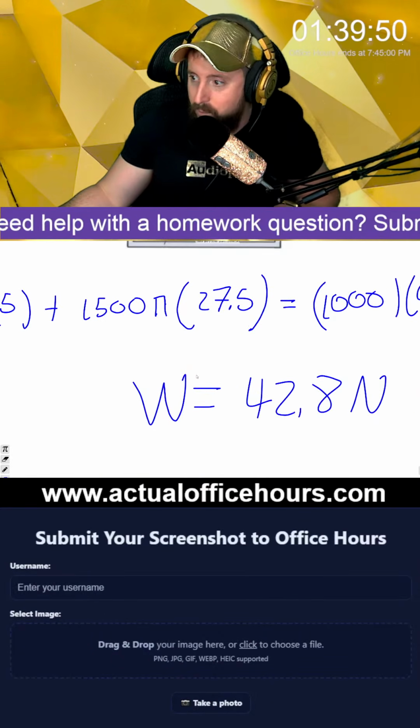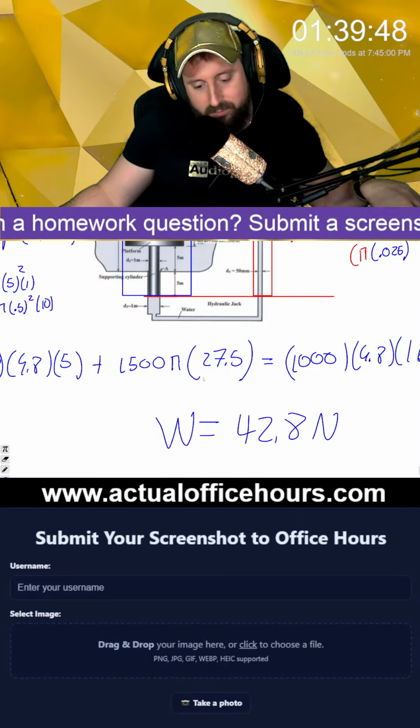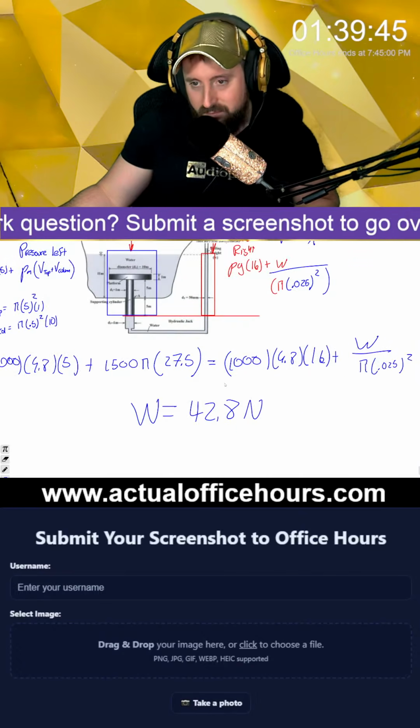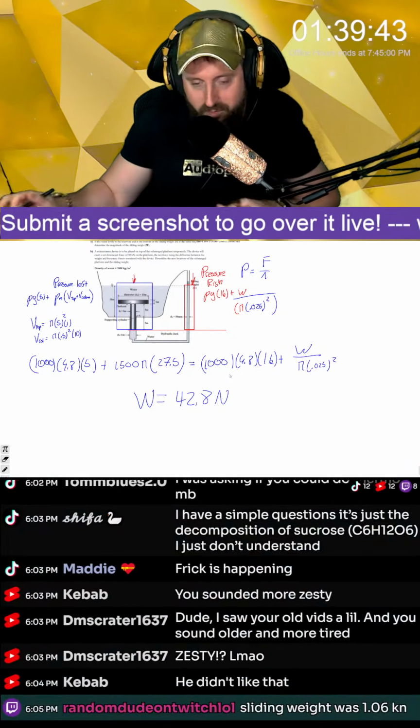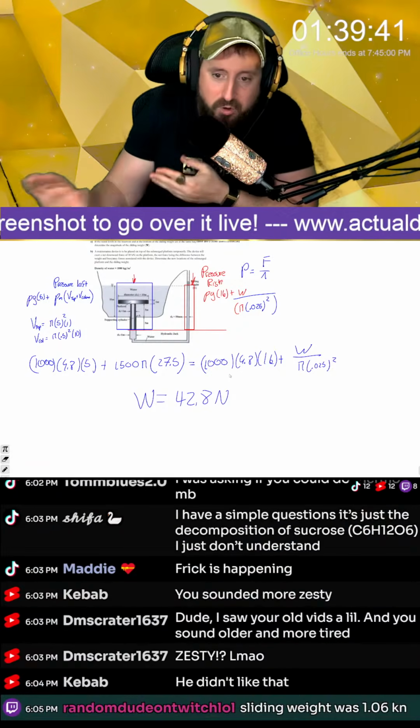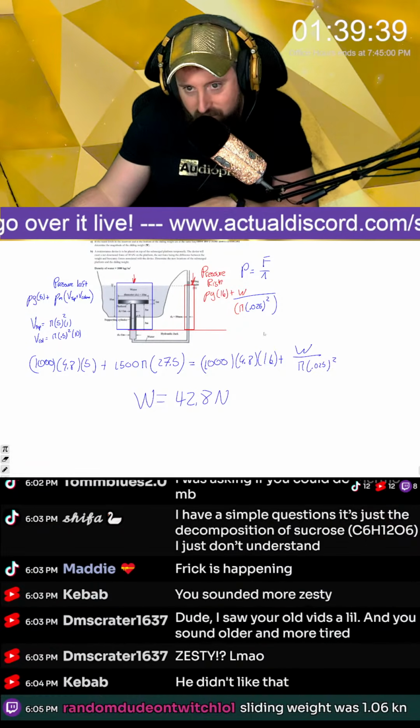Sliding weight was 1.06 kilonewtons. Uh-oh. Well, that's not correct. What did I do wrong then? 1.06 kilonewtons. I agree that 42.8 newtons is very low.